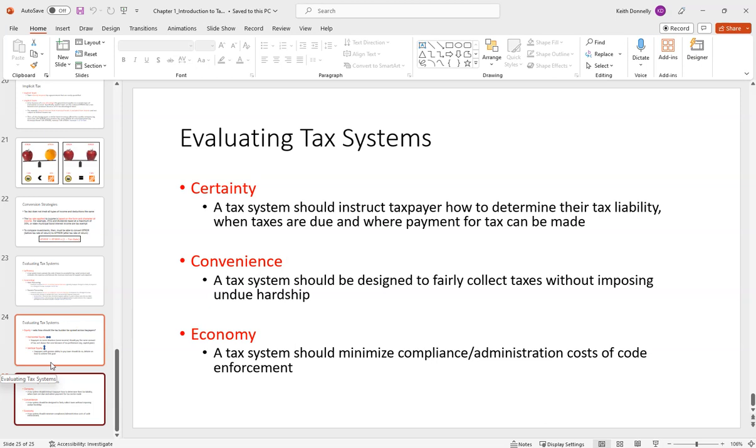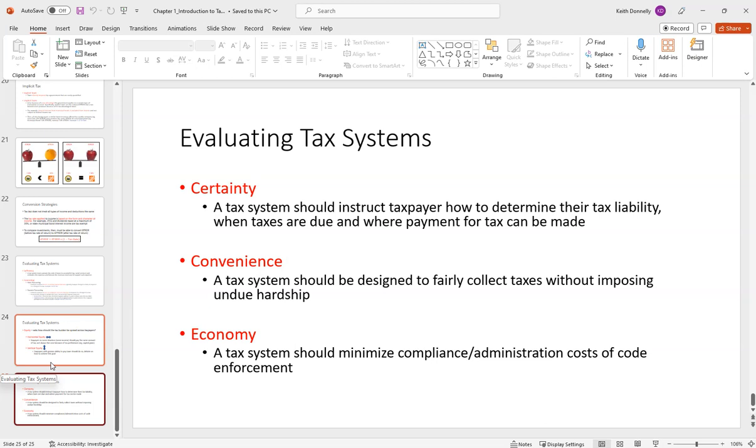Likewise, another irony here, convenience. The tax system should be designed to fairly collect taxes without imposing undue hardship. Well, for most people, it's not very convenient to do your taxes. That's why they pay someone. So again, in theory, it should be convenient, but it's not.